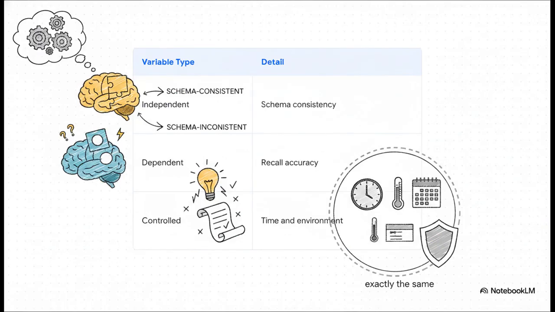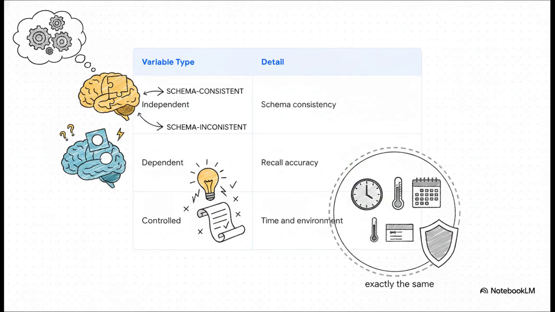The most crucial part of any experiment is how we control and measure our variables. Our independent variable, which is the thing we're manipulating, is the type of information presented. Is it schema consistent, meaning it fits perfectly into what the participant already knows? Or is it schema inconsistent, meaning it's totally unfamiliar or contradicts their expectations? Our dependent variable, the thing we're measuring, is the accuracy and the completeness of their recall.